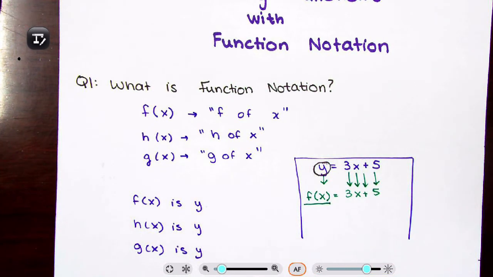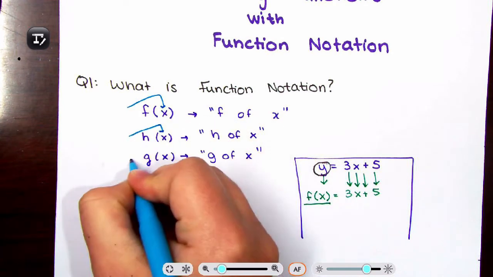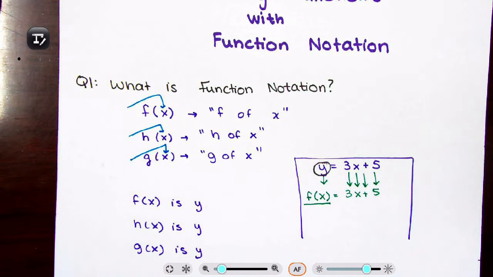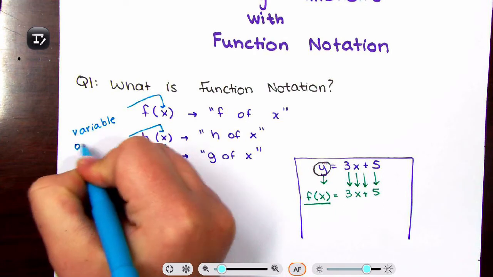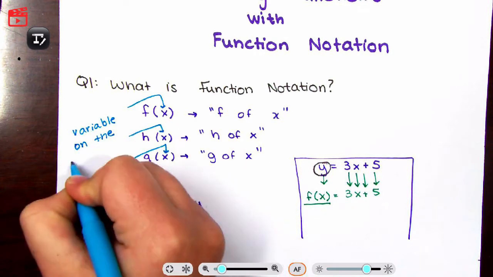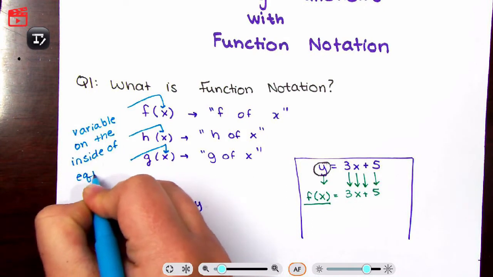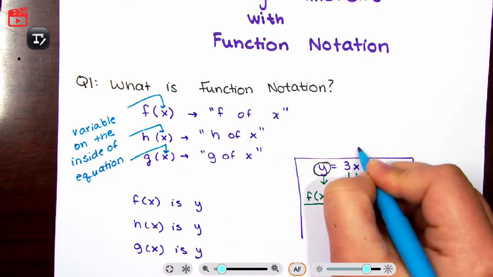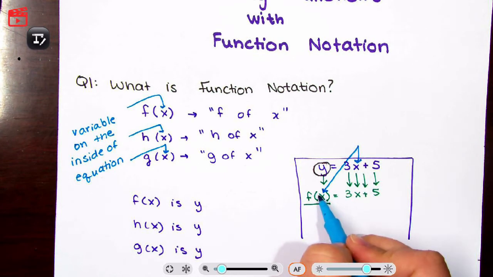Now, when we are talking about function notation, this x has to be the variable on the inside, the variable in the equation. So if you have x in your equation, then you will have x in your function notation. If you have r, then you would have r here.